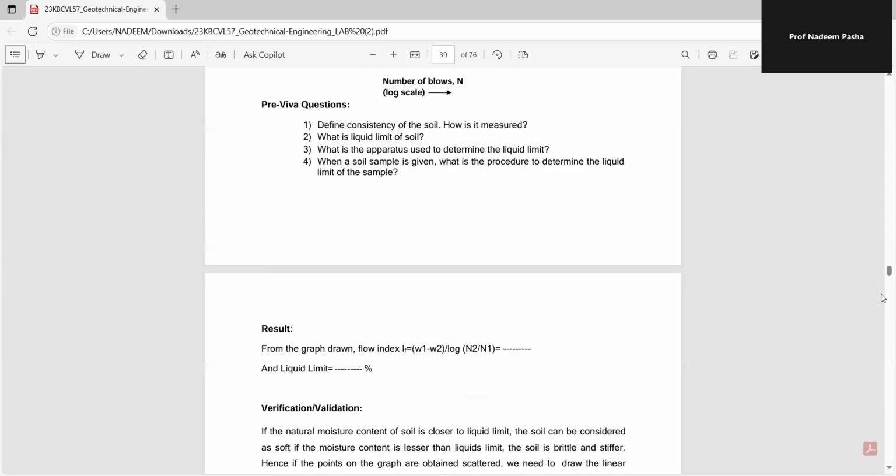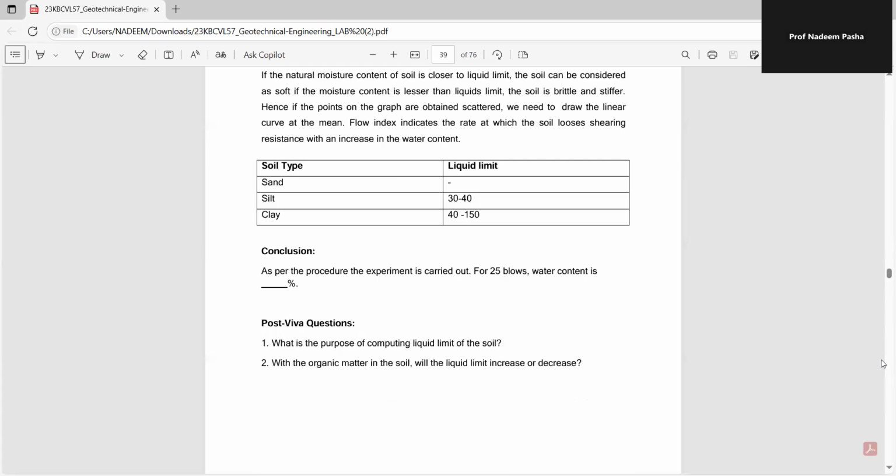From the graph, flow index is equal to (W1 minus W2) divided by log of N2 by N1, and the liquid limit is calculated in terms of percentage. Verification or validation: if the natural moisture content of soil is closer to the liquid limit, the soil can be considered soft. If the moisture content is less than the liquid limit, the soil is brittle and stiffer, and the points on the graph are often scattered. We need to draw the linear curve at the mean. Flow index indicates the rate at which the soil loses shearing resistance with an increase in water content.